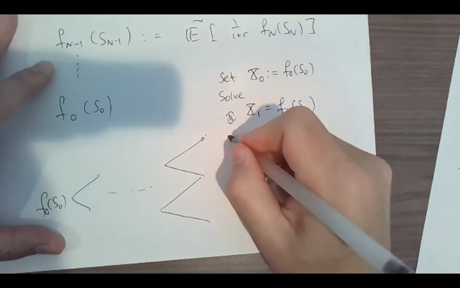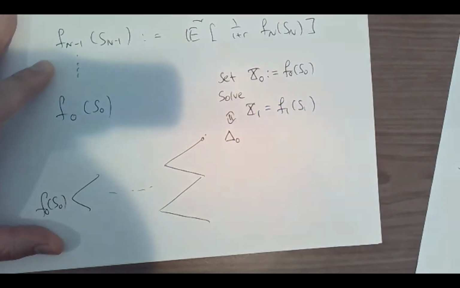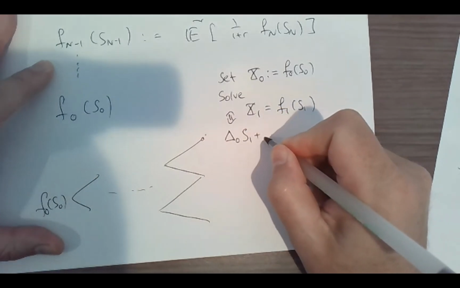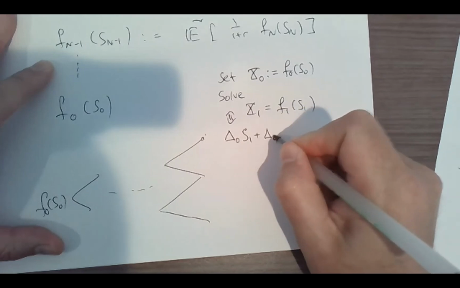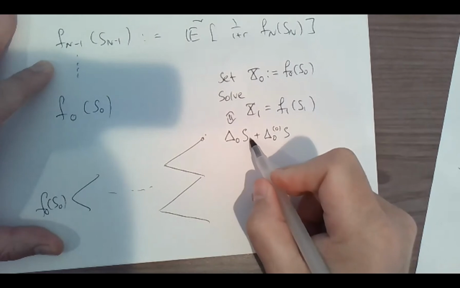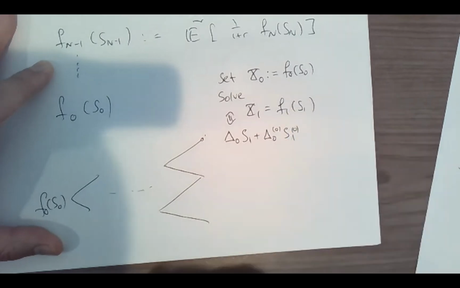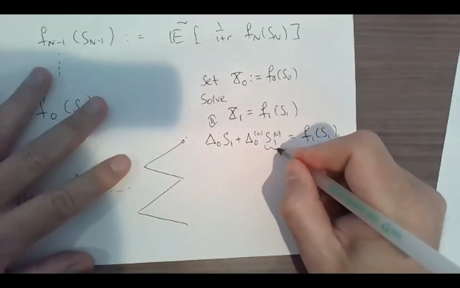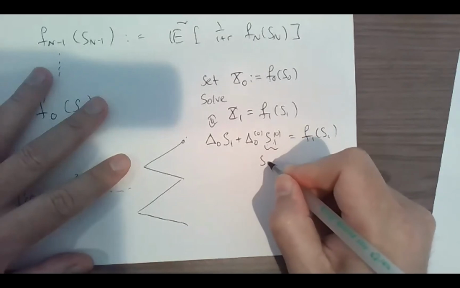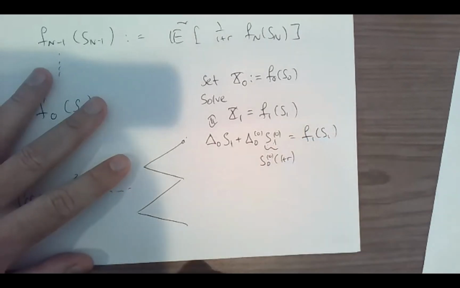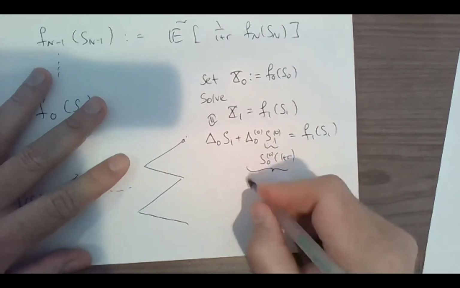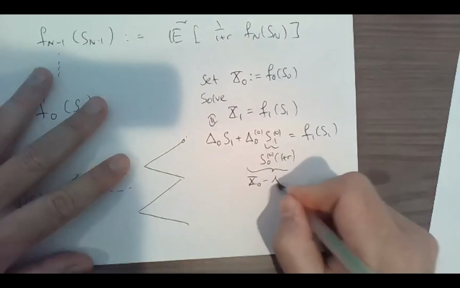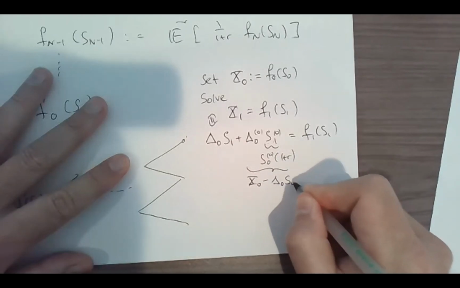Let me write it out. This would be delta 0 times S1 plus delta 0, S1, 0 should be F1 of S1. And then over here, we will write that as S 0, 0 times 1 plus R. And then you would write that entire thing here as x0 minus delta 0 S0.